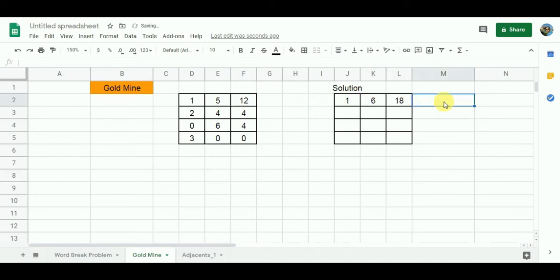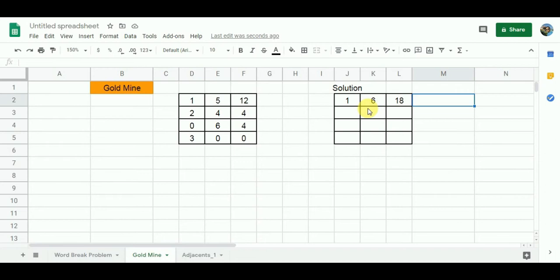But wait a minute, there is something I'm missing here. Okay, and I want to share that with you. All right, now the condition told us that we can move right, diagonally upward and diagonally downward.